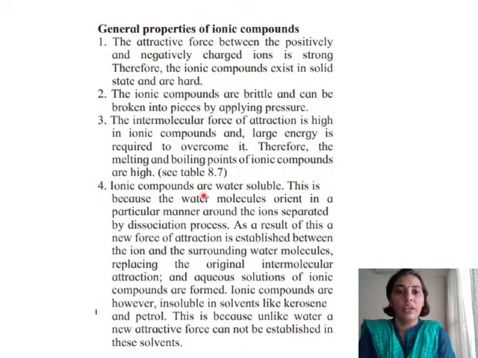Coming to the fourth point, ionic compounds are water soluble, and it is because water molecules orient in a particular manner around the ions separated by the dissociation process. So as I said, in the activity, when we pass electric current, sodium chloride dissociates. Dissociation is a process of separation of ions. In ionic compounds, the ions are already present. They are already in the ionic state. We write it as Na plus and Cl minus. So it's just the separation of these ions that takes place, and so it is called dissociation.